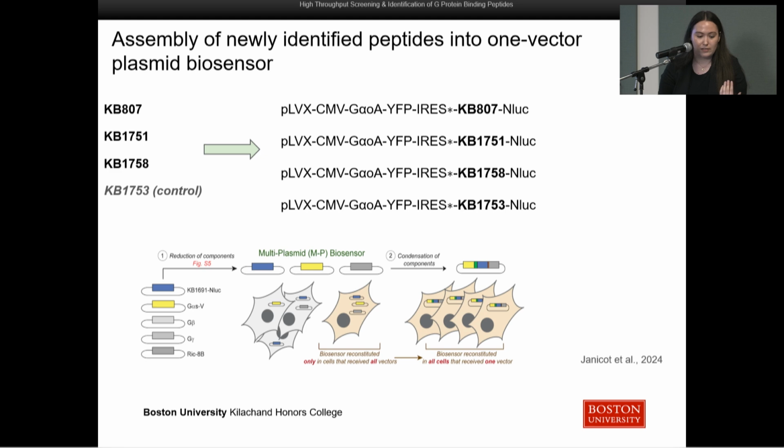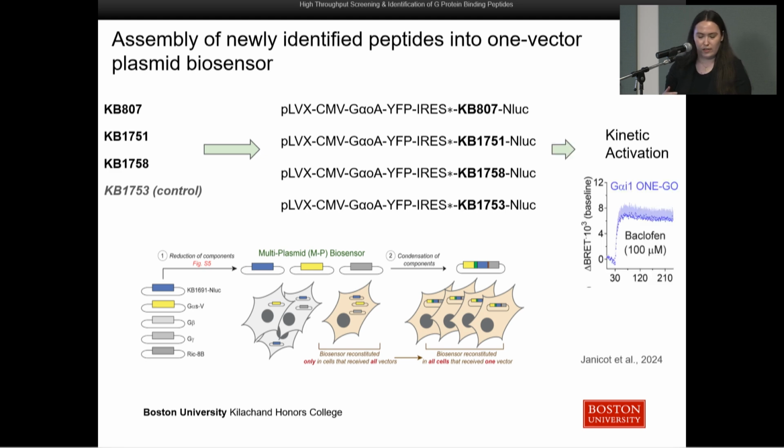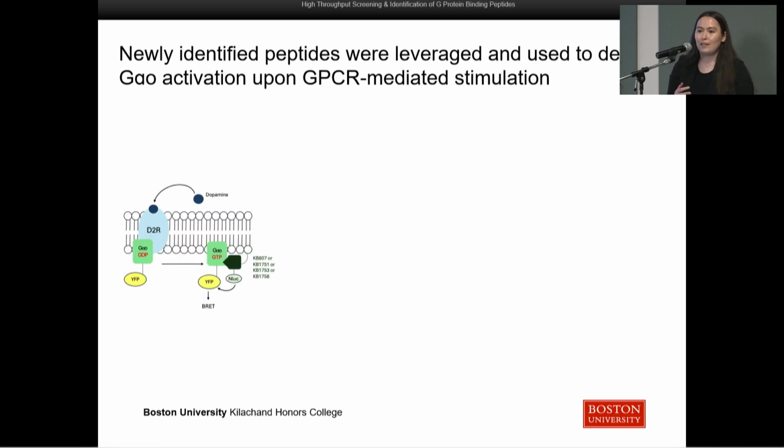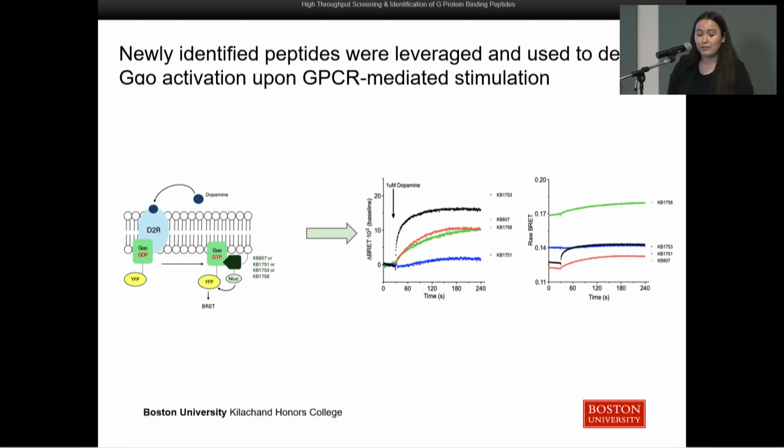To actually test if these biosensors work, we decided to do kinetic activation by testing a GPCR that couples through G-alpha-O, and then when we add an activating molecule, see whether we actually get an increase in BRET that indicates activation. We decided to use the dopamine 2 receptor, which couples through G-alpha-O, and what we expect is that when we add our agonist of dopamine, we get the activation of the GPCR that leads to the activation of G-alpha-O. If these peptides are working in this biosensor, we expect to see an increase in change in BRET upon this occurring. What we find is that we were able to use these peptides to detect G-alpha-O activation upon GPCR-mediated stimulation. As we can see, upon dopamine addition, we get an increase in delta BRET.